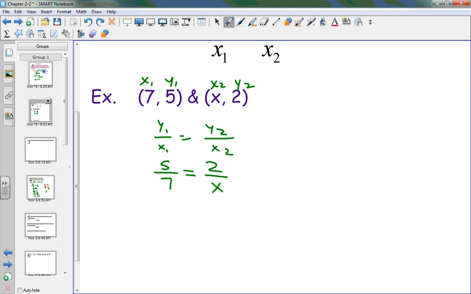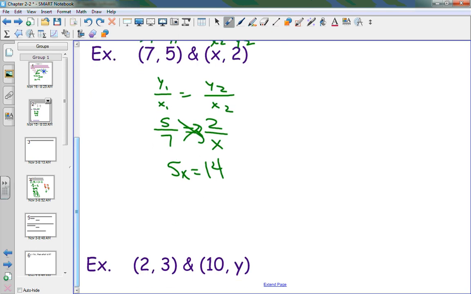Now, when you have a fraction equaling a fraction, you simply cross multiply. So 5 times x is equal to 7 times 2, which is 14. Now, what am I solving for? I'm solving for x, so I'm simply going to divide both sides by 5. So I get x is equal to 14 over 5. Done. Easy peasy, right?